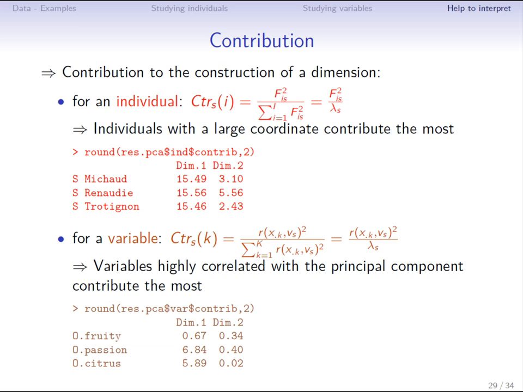Again, if an individual highly contributes to the construction of a dimension, it means that the dimension is probably mainly due to this individual, and without this individual, the dimension would be different. So in this case, we will say that the individual is very particular. We will explain why it is very special, and then it can be interesting to perform the analysis again without this individual to see if the dimensions change, if the first dimension of variance is always the same, or if it is a little different without this particular individual.